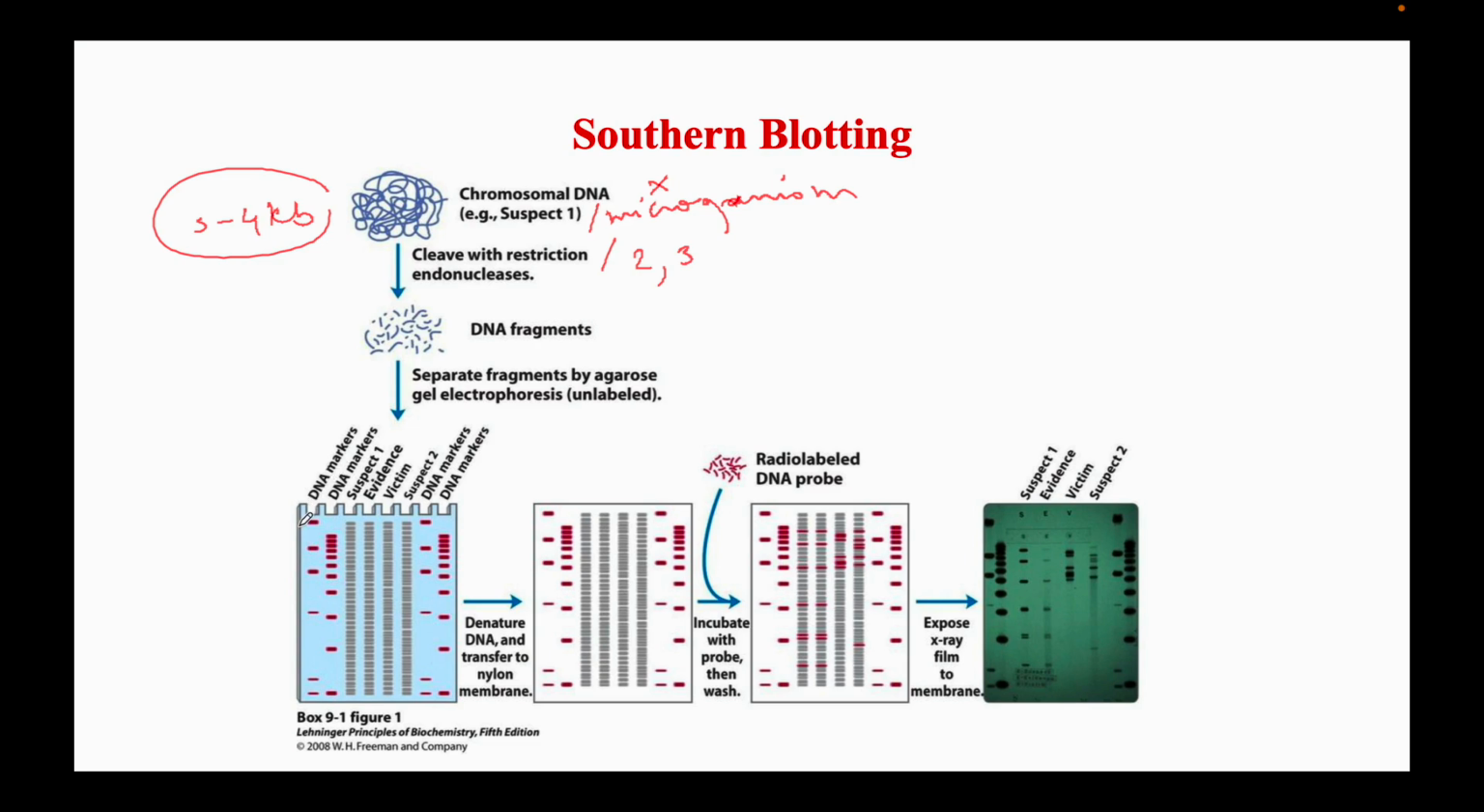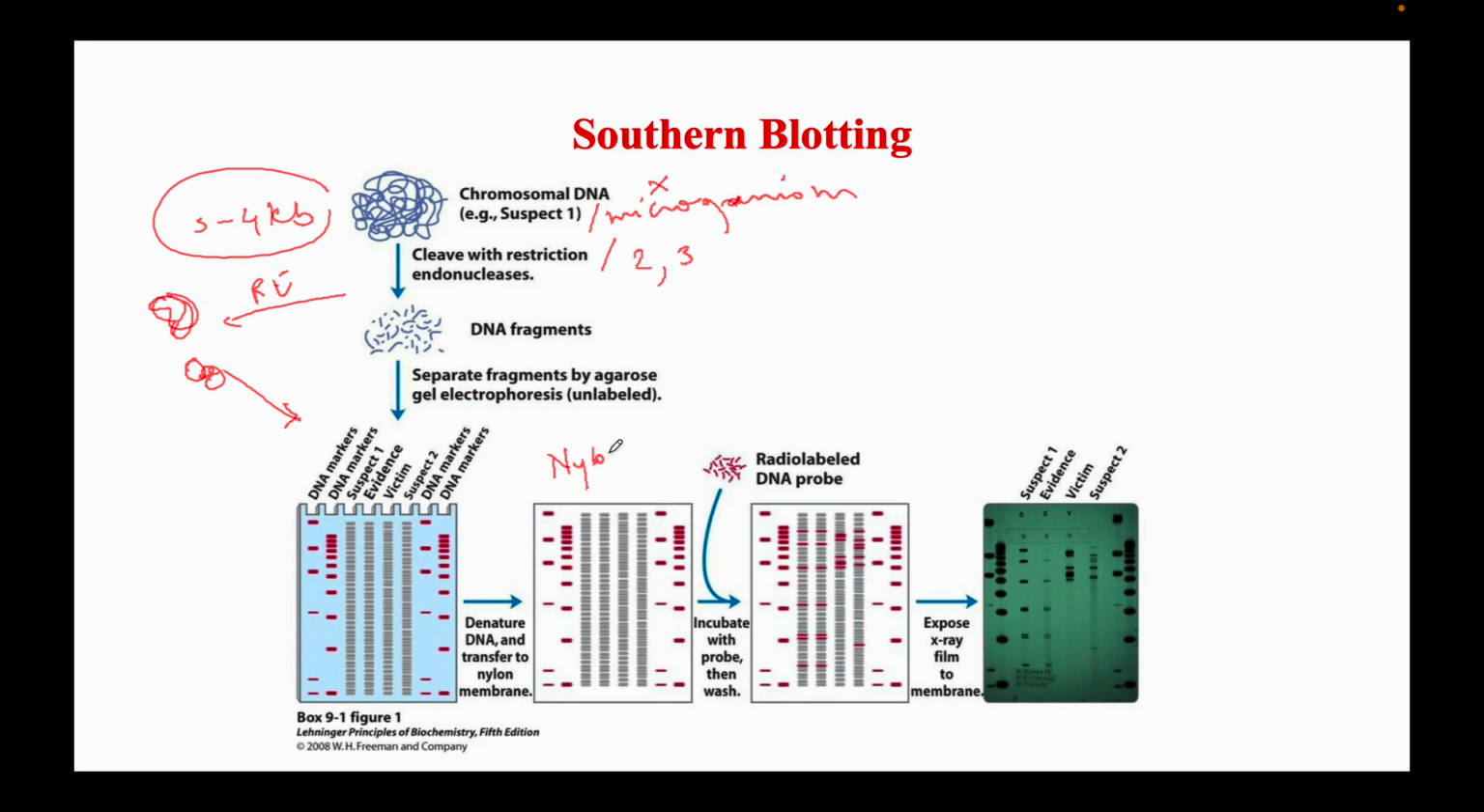coli or Klebsiella or Salmonella typhi, okay? Similarly, we could run our control chromosomal DNA, digest it with the same restriction enzyme digestion, and then run them along with our test chromosomal DNA.